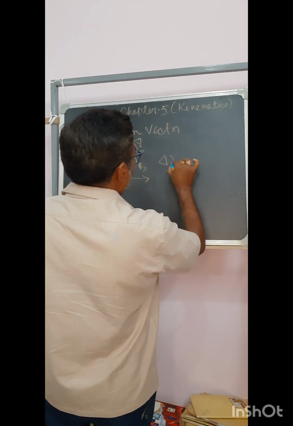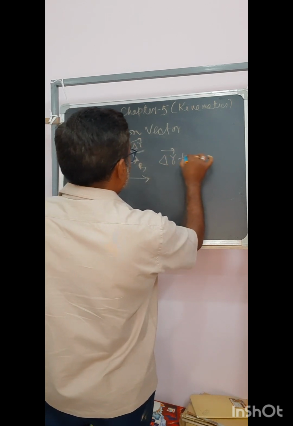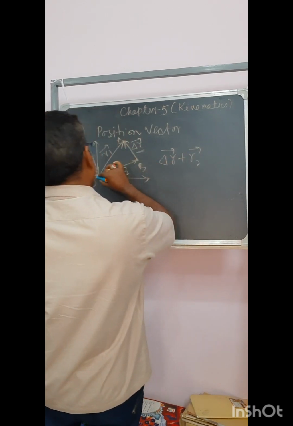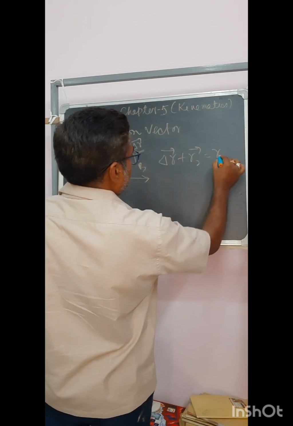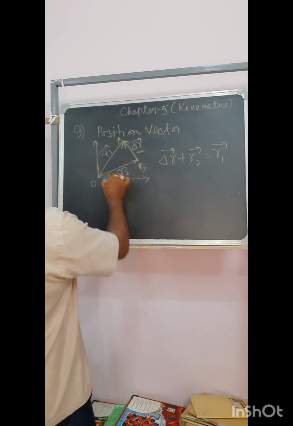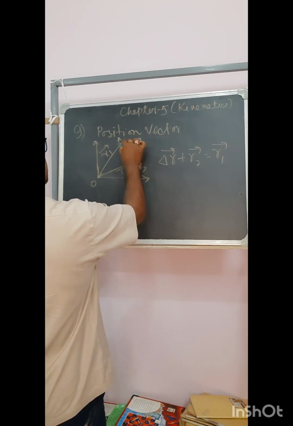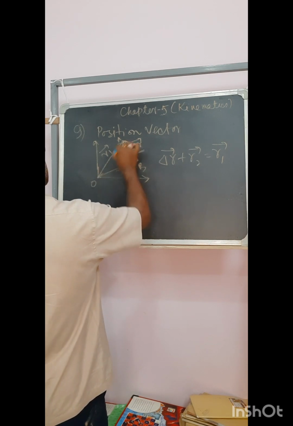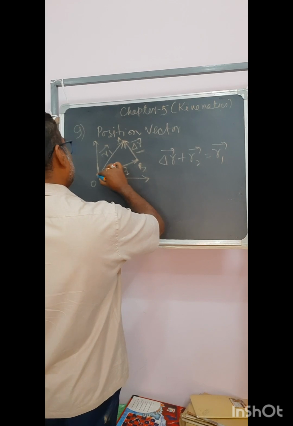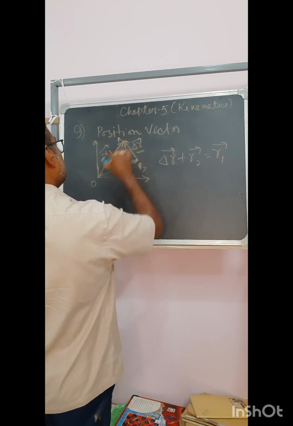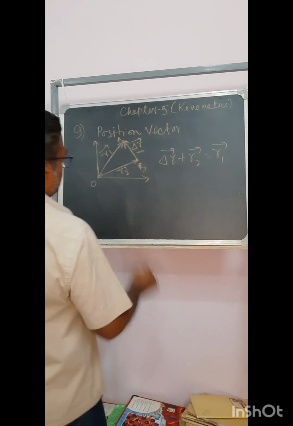So delta r plus, because these directions are the same, r2 in the opposite direction is being added to enclose the triangle. By seeing the direction, this direction is the same as this direction. So these vectors added with each other give the resultant, which is in the opposite direction and joins the tail and the head of the two vectors.